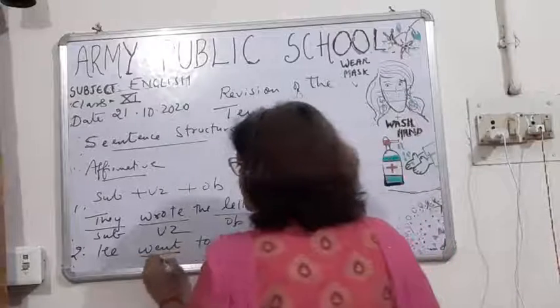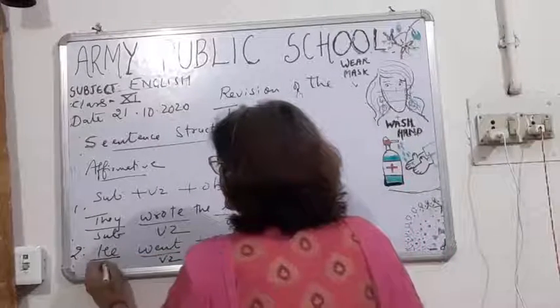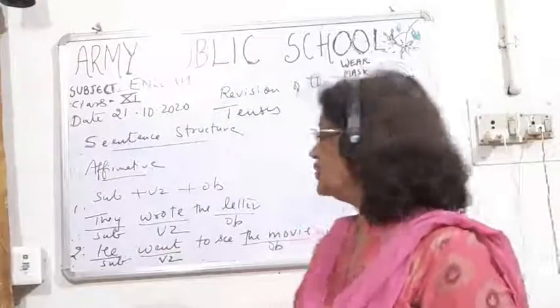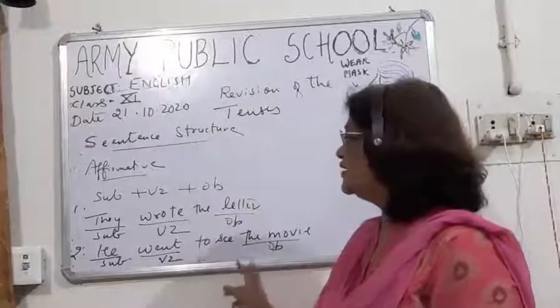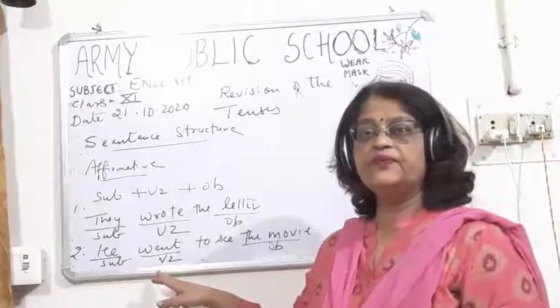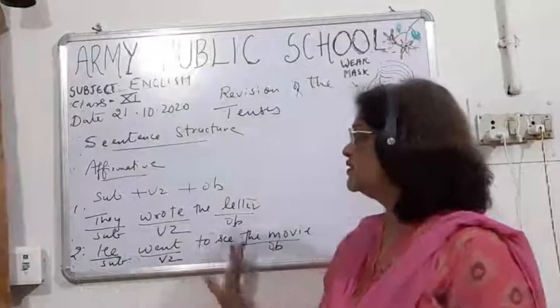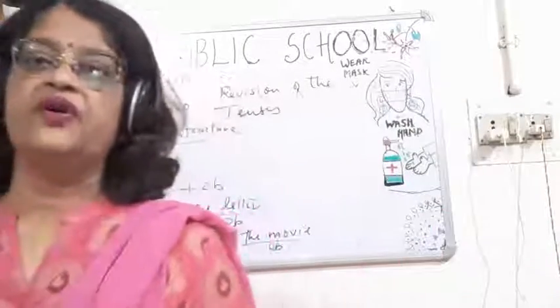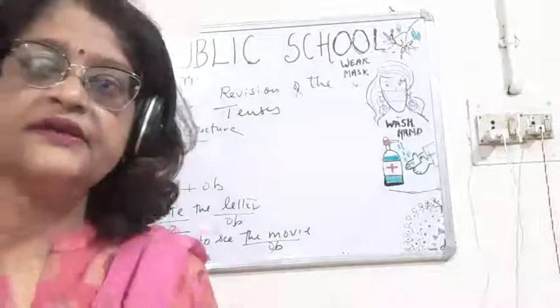You can see go, went, gone. This is the second form of the verb, and he is the subject. Okay. So he went to see the movie. Went is V2. Alright, he is the subject. So you can see this is the sentence structure of the affirmative sentence.